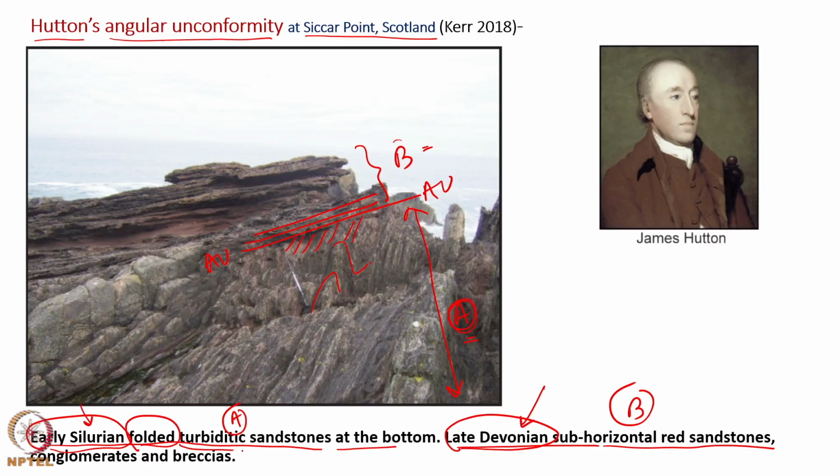Turbiditic sandstone, turbidites are basically mud rich material in the sandstone which indicates deep water deposition and tranquil condition, whereas the red sandstone, the red color unit, mostly indicates that the environment of deposition over here was arid. So, there is a difference in paleo environment in which A and B got deposited.